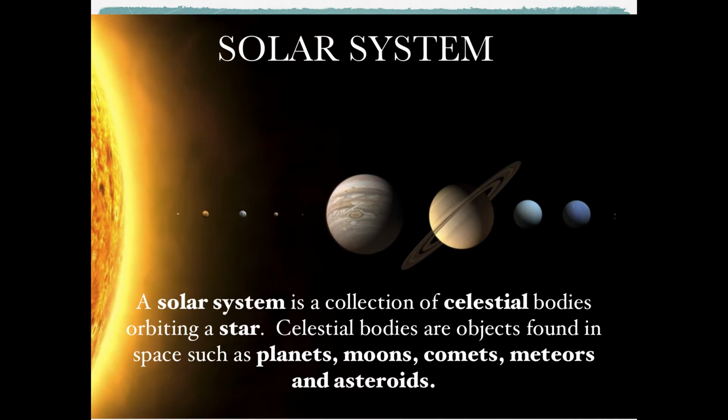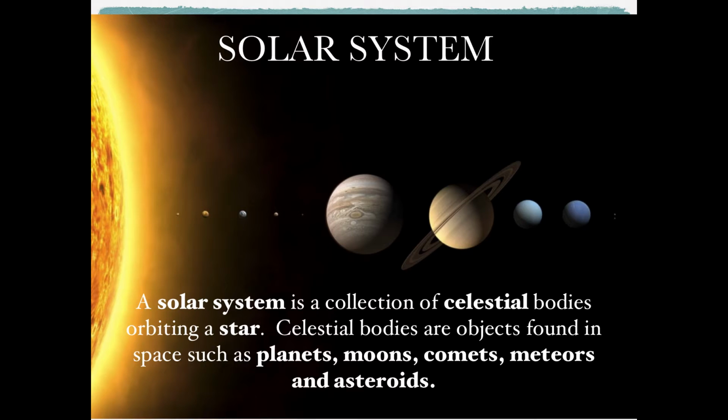A solar system is a collection of celestial bodies orbiting a star. Celestial bodies are objects found in space, such as planets, moons, comets, meteors, asteroids. Some solar systems have dual stars in them. Once in a while that'll happen. But usually a solar system is just one star. That's why a star cluster would be a greater volume than just a single star.